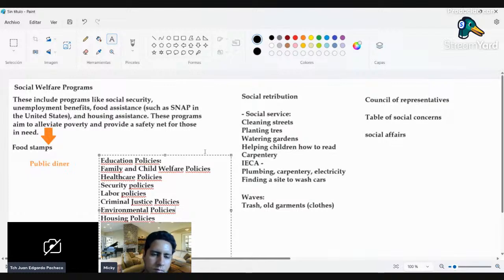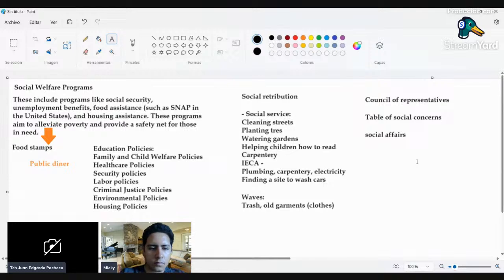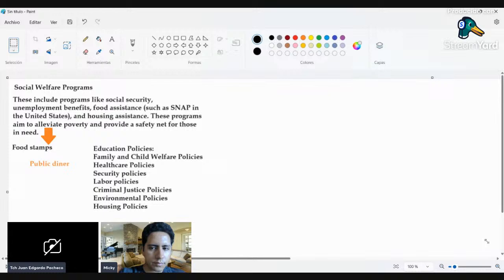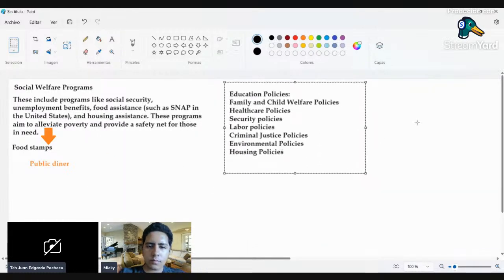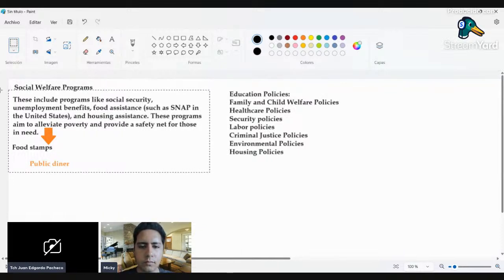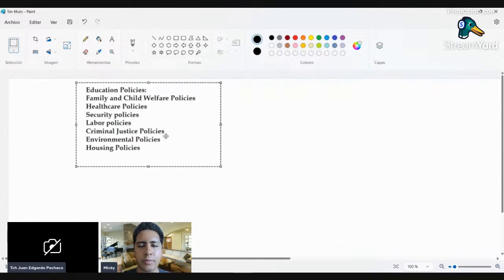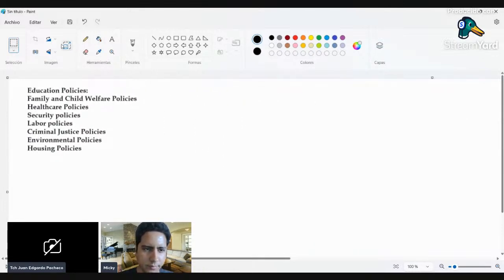How would you organize these tables? How would you tell them, well, this is a priority, this is in the second table? How would you organize your people to attend, to give attention to these interesting topics? Well, first I will put probably family and child welfare policies. This would be priority. This would be number one.